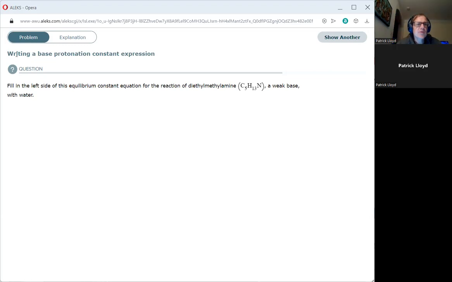So here's an example, writing a base protonation constant expression. Fill in the left side of the equilibrium constant equation for the reaction of diethyl methylamine, a weak base, with water. Cool compound, diethyl methylamine. But the point here is, see how you have that nitrogen there? The nitrogen is going to be bonded to a couple of carbons. I'll go ahead and give you the structure, but you don't need to know the structure, just the formula to do this. Okay, so let's take a look at this one. So it's diethyl methylamine. Okay, I'm going to show it to you.